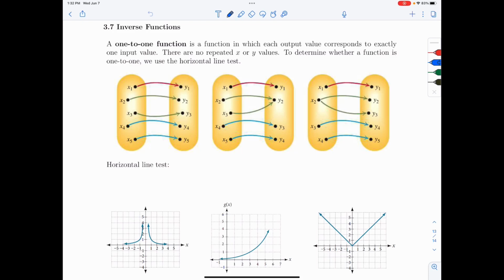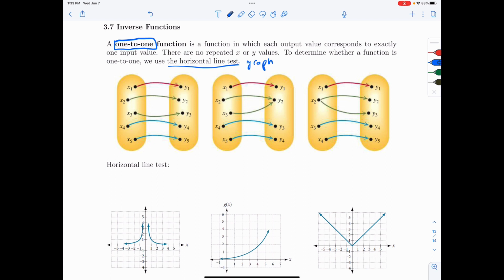In this video, I'll be going over inverse functions. Before we start talking about inverse functions, we need to define what a one-to-one function is. Now, a one-to-one function is where each output comes from only one input. And to determine whether a function is one-to-one, we use the horizontal line test. That works on a graph of a function.